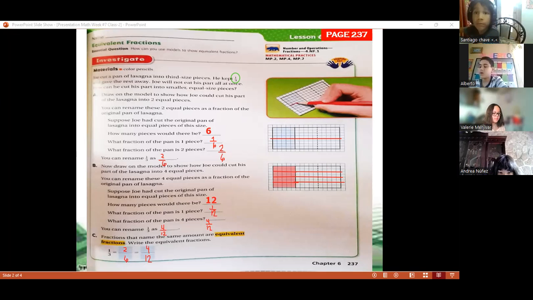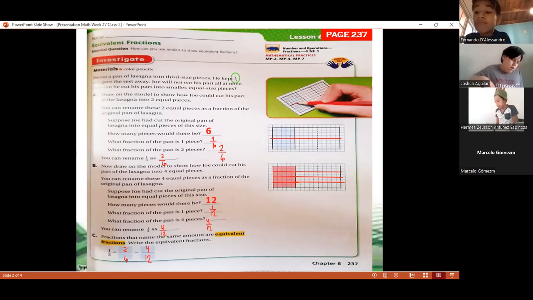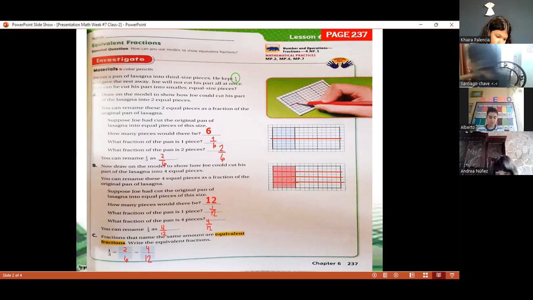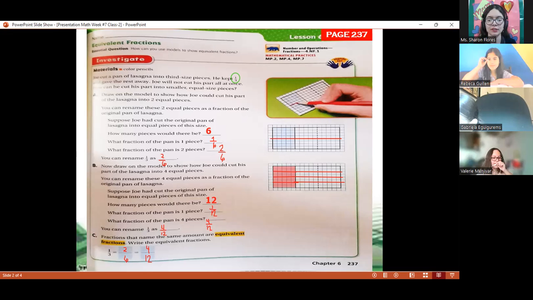Questions, class, questions in this exercise? No. Easy. Okay, let's go to the next page. Miss, we have to log this page to Schoology. No, you need to show me this here so I know that you were here. Okay.